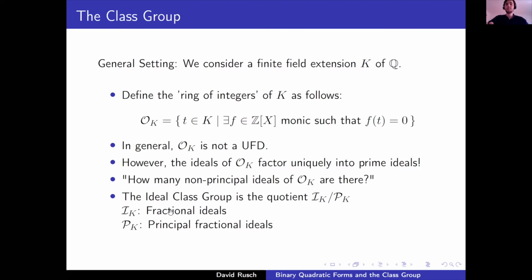And then this quotient, so for example, if all ideals are principal, then this quotient is, of course, trivial. The class group is trivial, so this means the ring is a UFD. If the class group is very big, then the ring is quite far away from being a UFD. So that's the heuristics. Okay, now let's look at what I did in my thesis.